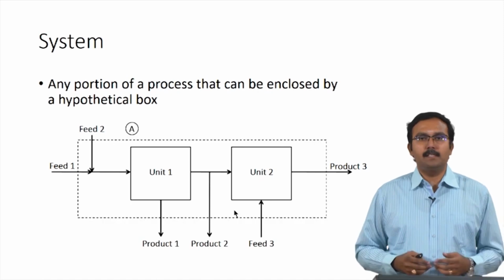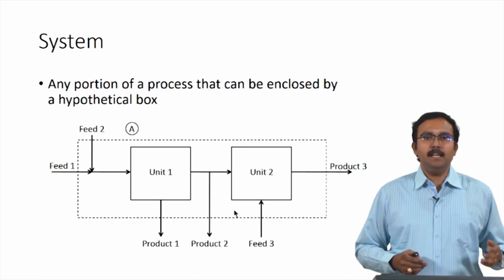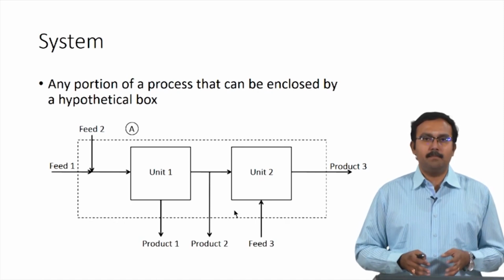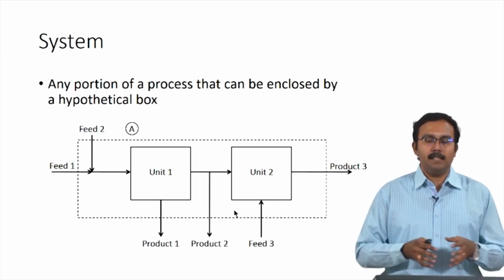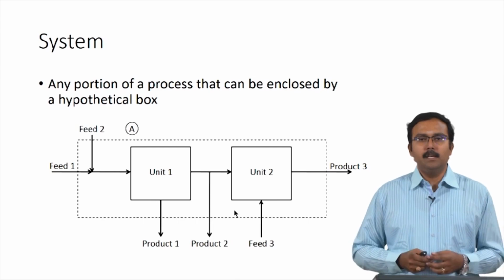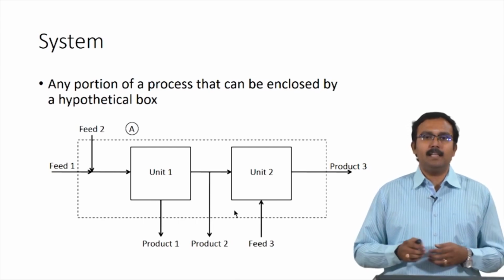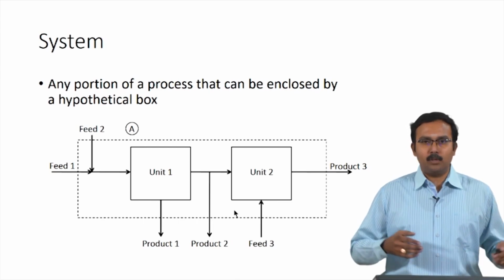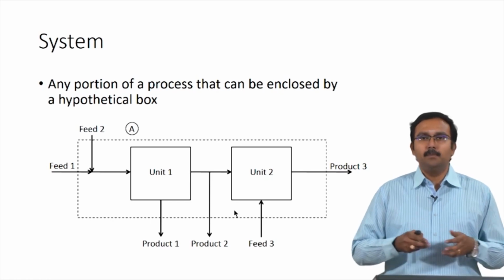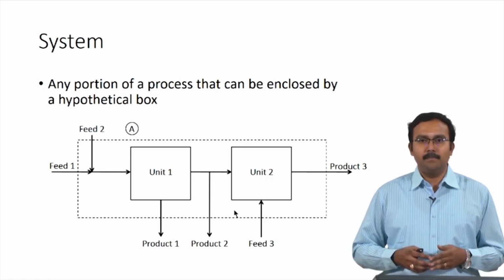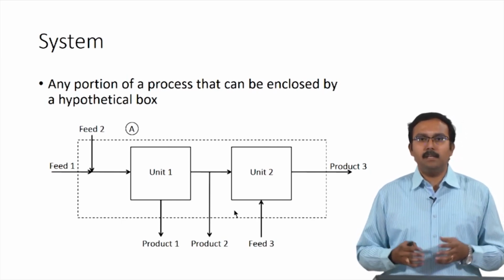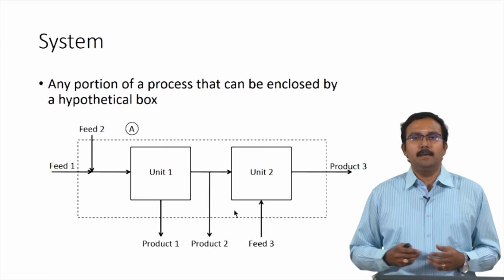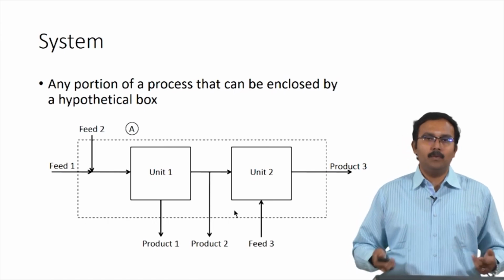This is the overall system. You see that every process which happens within the system, every single unit which is present within the process, has actually been encompassed by this overall system. This makes sure that there are only feeds which are crossing the system boundary and products which are leaving the system boundary. It does not account for the mixing points or the splitters or the units separately. So this is called the overall system.